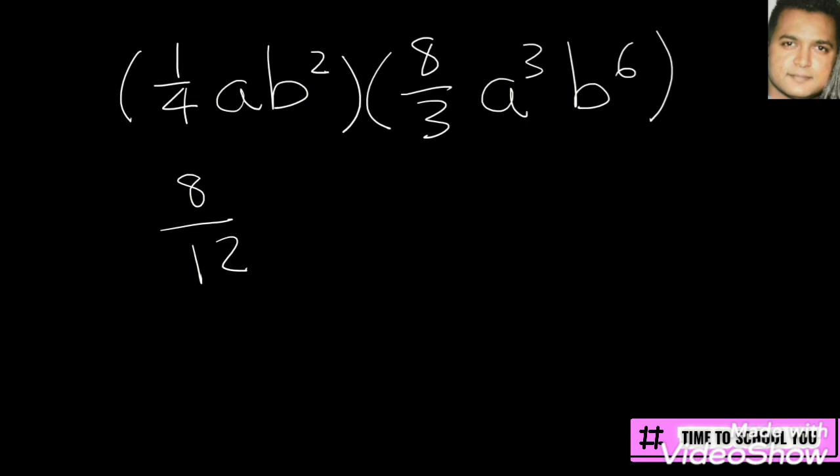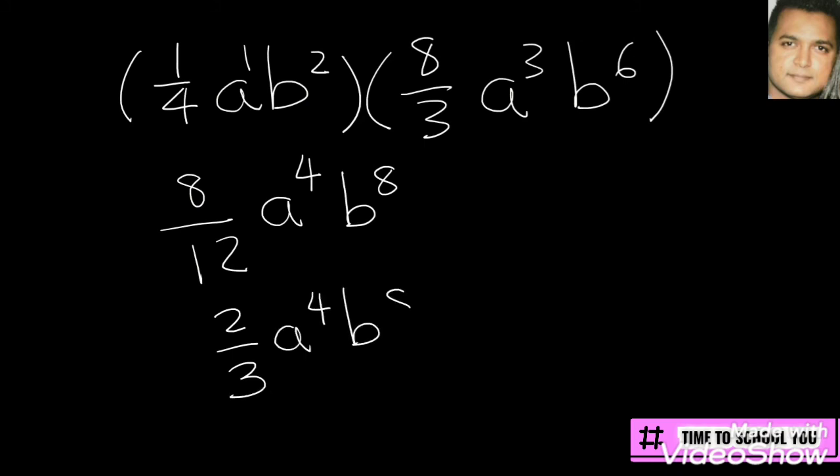A's, it will be a to the power 1 times a to the power 3 is a to the power 4, and b squared times b to the 6 is b to the power 8. Now remember also the 8 over 12 can be simplified, and that will actually be 2 over 3, a to the 4 b to the 8.